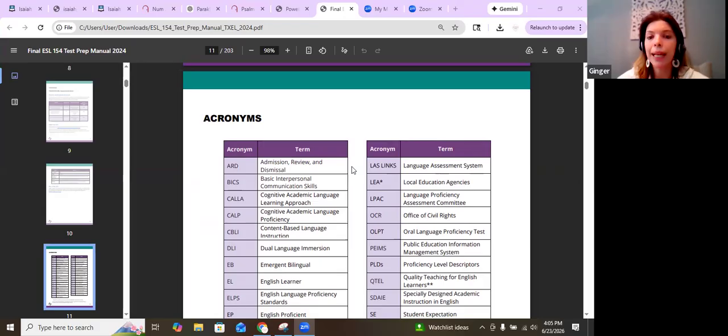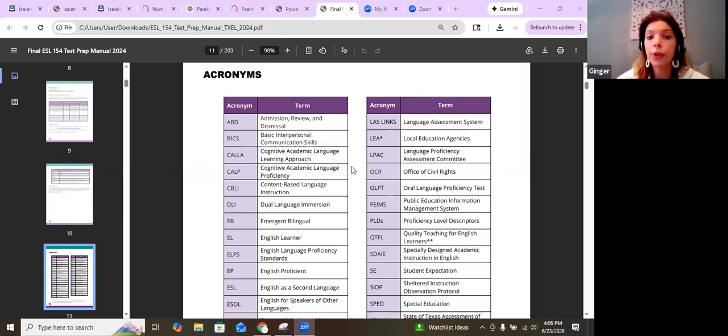LAS Links stands for Language Assessment System. LEA stands for Local Educational Agencies. LPAC stands for Language Proficiency Assessment Committee.